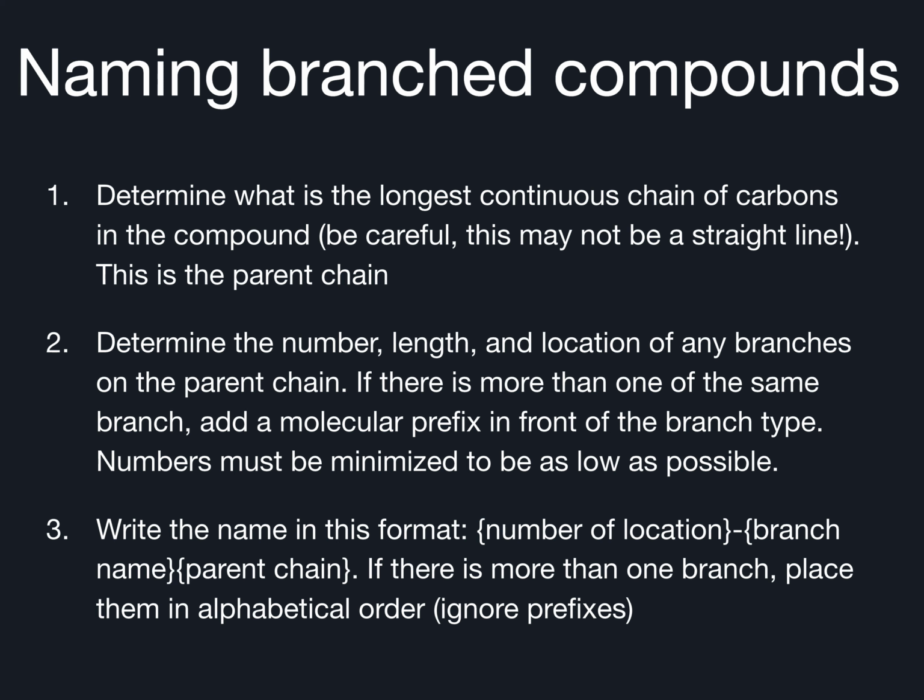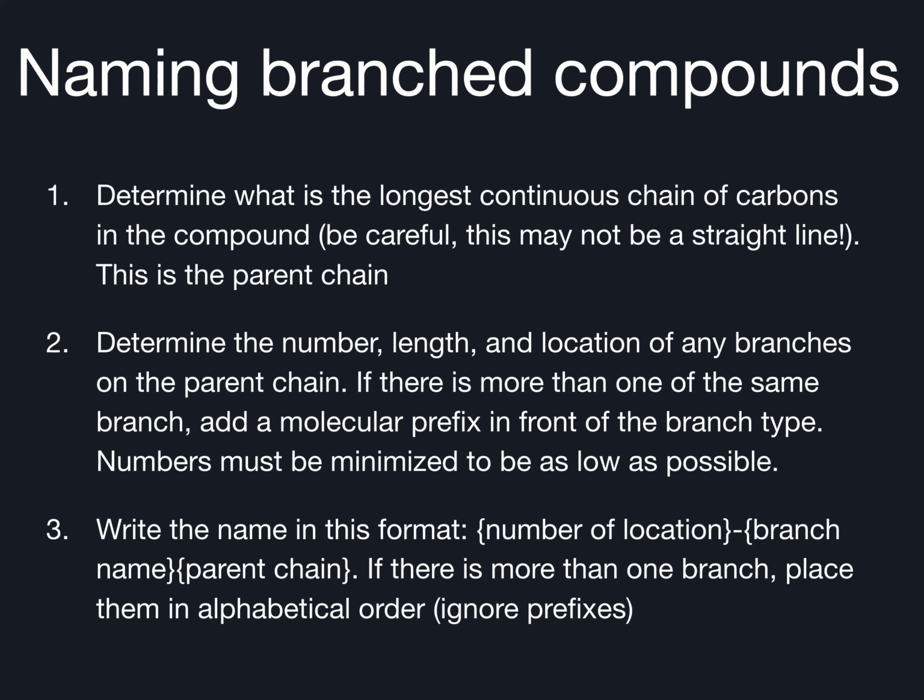If we have more than 1 branch of the same type, we have to add a prefix in front of the branch name as well. And these are the old molecular prefixes that you're familiar with: di, tri, tetra, penta, hexa. We always also have to give a number. The number tells us the actual location, which carbon it's bonded to. And we want to always keep the numbers as low as possible. And I'll show you what that means in more detail in the sample problems.